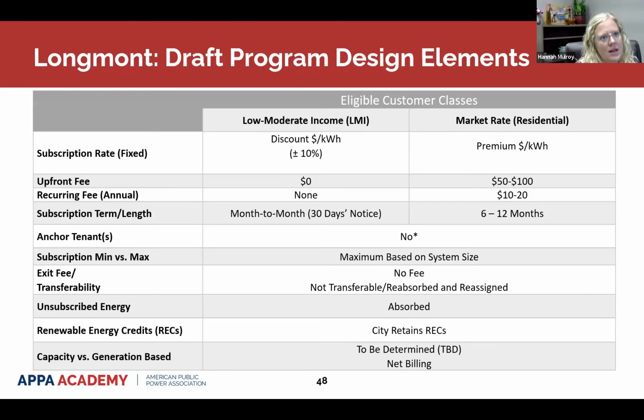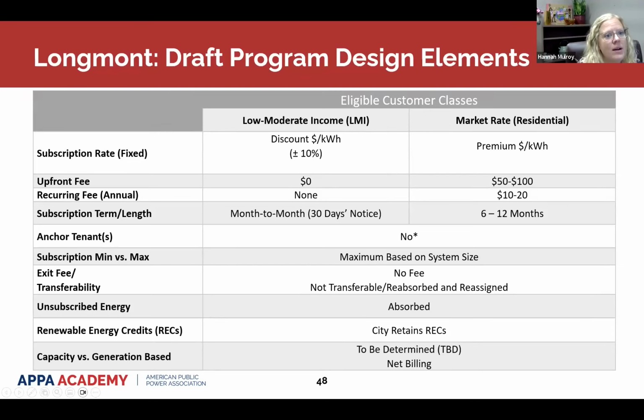We don't have any exit fee, and we don't think we're going to allow for transfer. You can transfer it with you within the service territory, but not to another customer. We're just going to reabsorb it, probably go to the wait list and move on. Unsubscribed energy is something I hadn't put a lot of thought into until working through the technical assistance with Joyce, but after working through it, we're going to absorb our unsubscribed energy as the utility. We just have other uses for it. So we will just absorb it and not pass along the burden to anyone else.